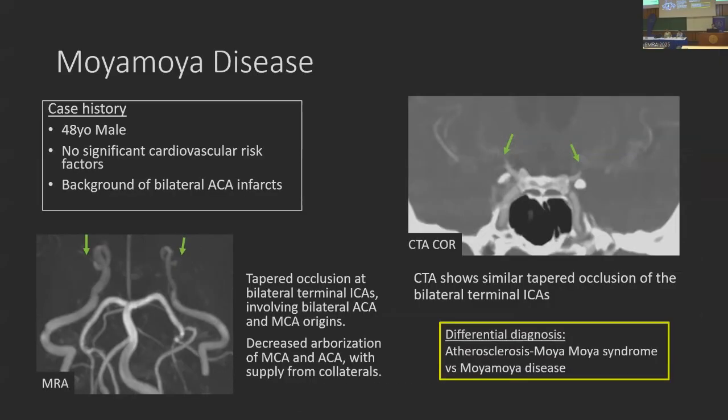Moyamoya disease is a bit more complicated depending on which paper, which author you read. This is an example of a patient with classical findings of Moyamoya disease on both CTA and MRA with tapered occlusion of bilateral terminal ICAs extending to the bilateral MCA and ACA origins. The question to us was, is it Moyamoya disease or Moyamoya syndrome?